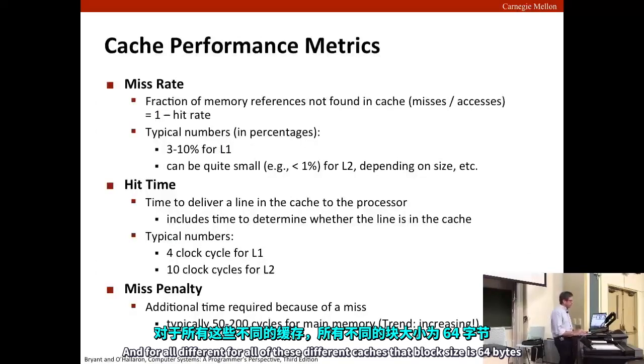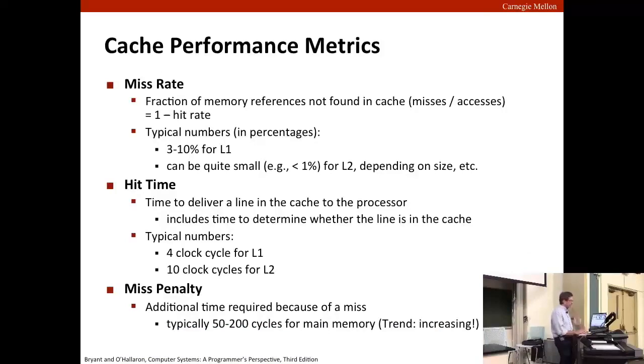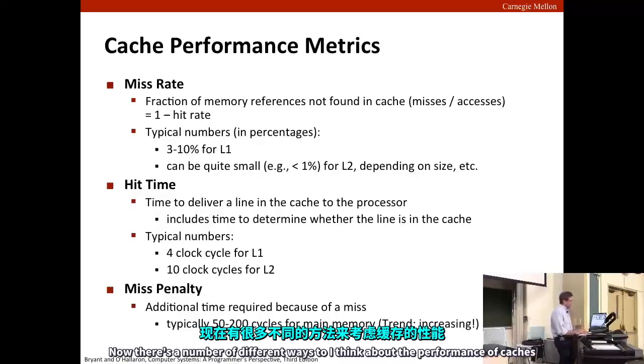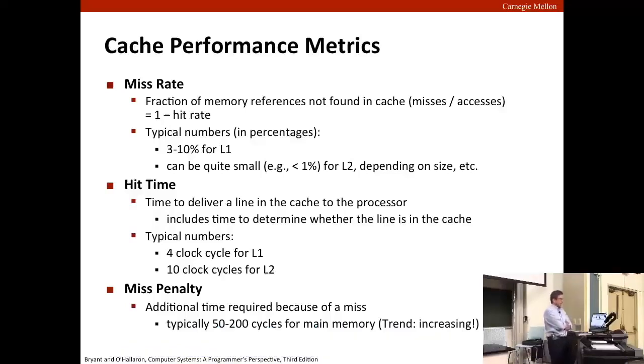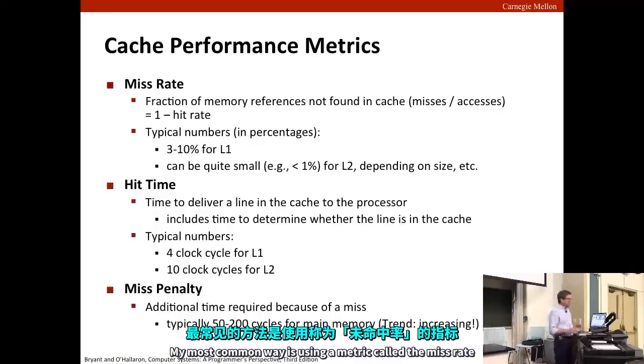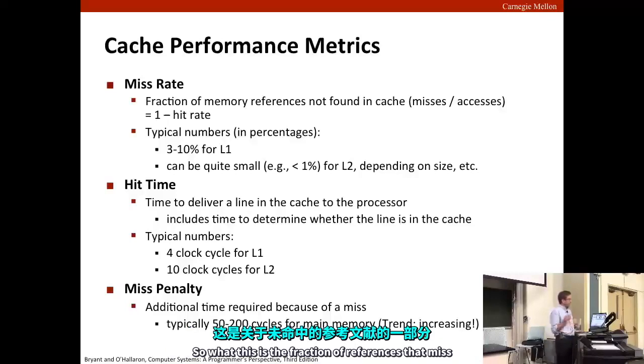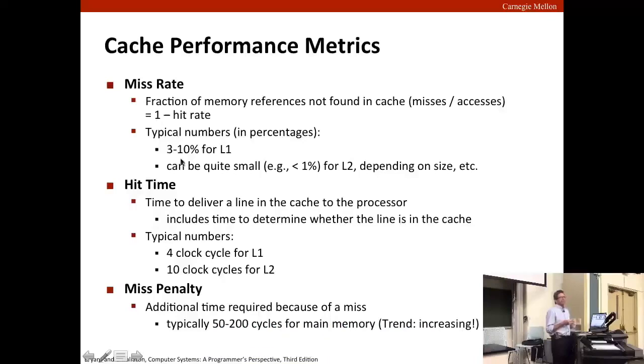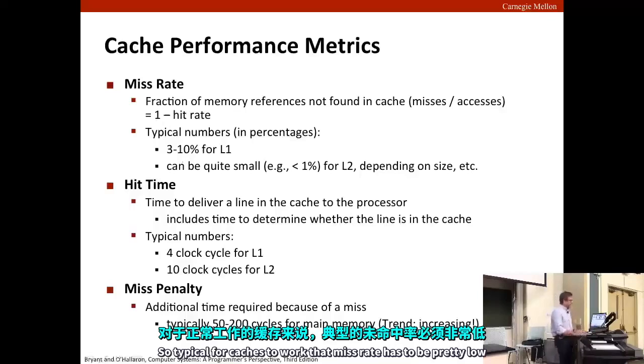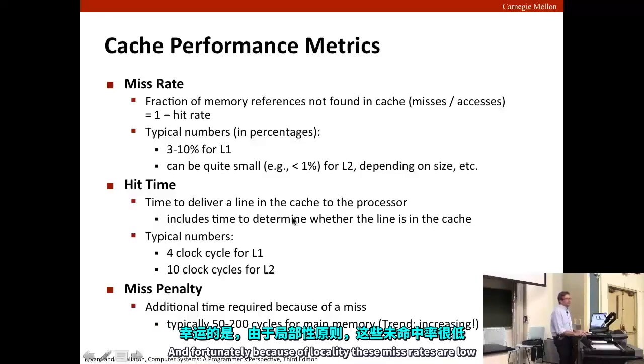And for all of these different caches, the block size is 64 bytes. Now, there's a number of different ways to think about the performance of caches. My most common way is using a metric called the miss rate. So this is the fraction of references that miss, and it's 1 minus the hit rate. Typically, for caches to work, the miss rate has to be pretty low. And fortunately, because of locality, these miss rates are low.